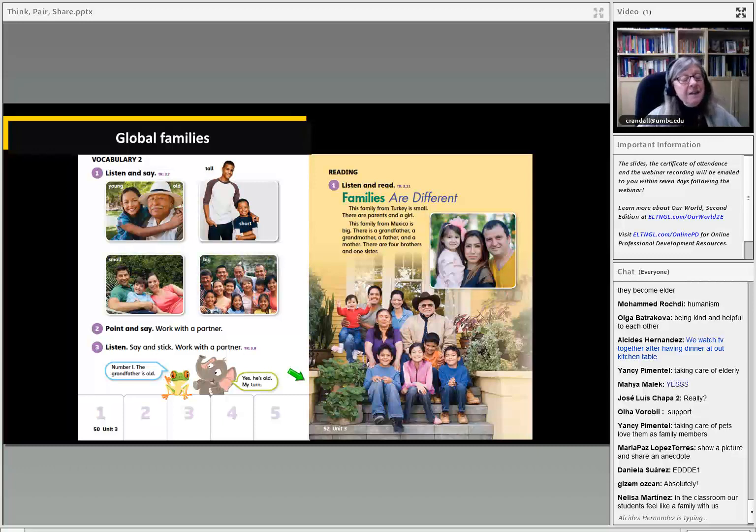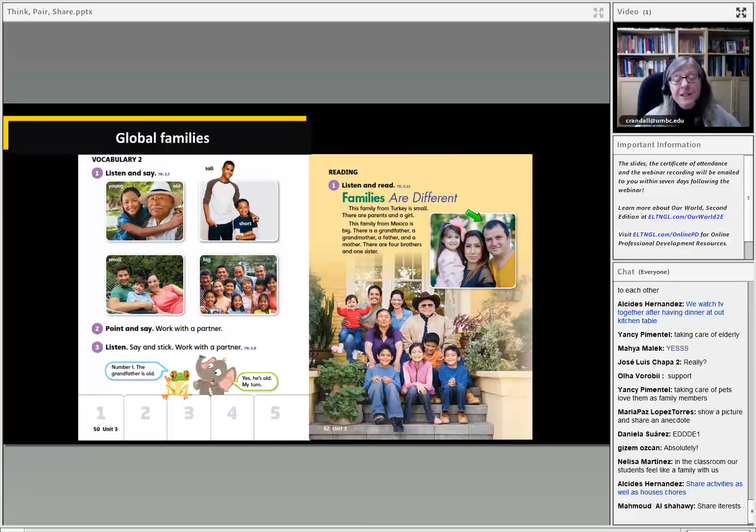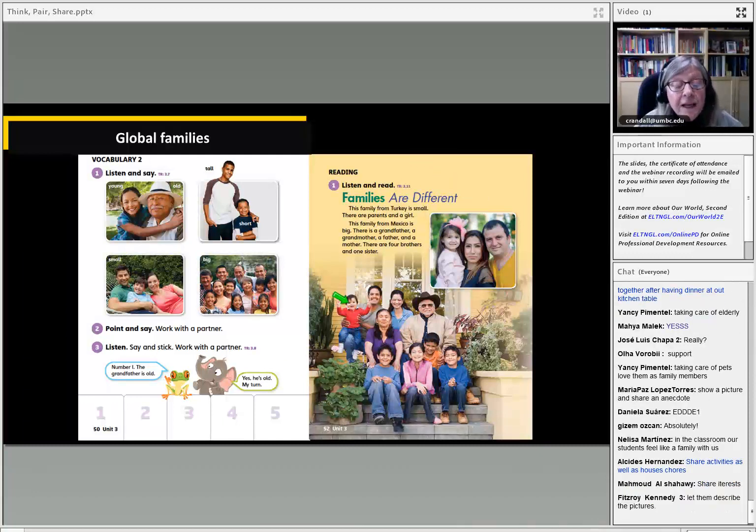Okay. We also want to make sure that besides the local family, our learners understand that families differ. Families are different around the world. And so this particular reading is about families in Turkey, which are smaller, and a family in Mexico, which is larger. And this is all in teaching young and old, tall and short, and big and small.